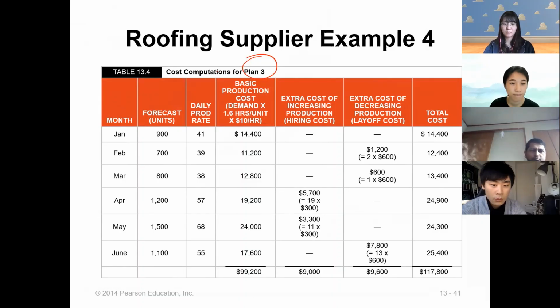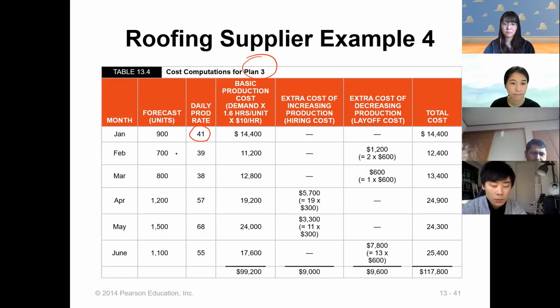You are going to meet the demand by hiring and firing. Hiring and firing means it is fulfilling the demand, but if there is a reduction, you need to pay off. If there's an increase, you also need to pay for the additional. I'll show you this.